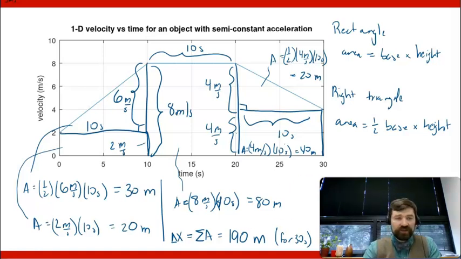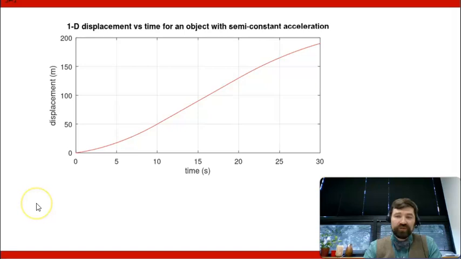So we can double check that, of course, by plotting it. This is what the plot of displacement versus time would look like. If I wanted position versus time, the only thing that would change is that the whole thing would either shift up or down depending upon initial position. But most importantly, this right here is 30 seconds. This right here looks like it could be about 190 meters.